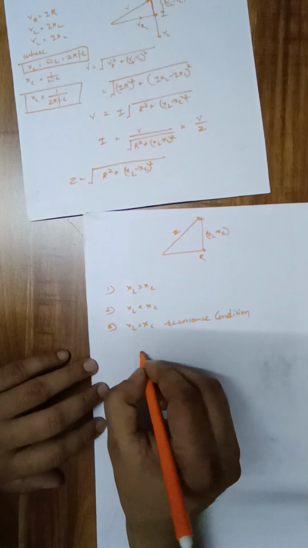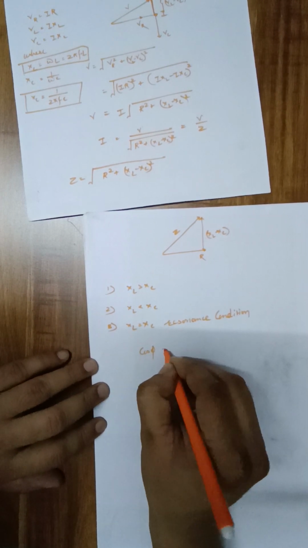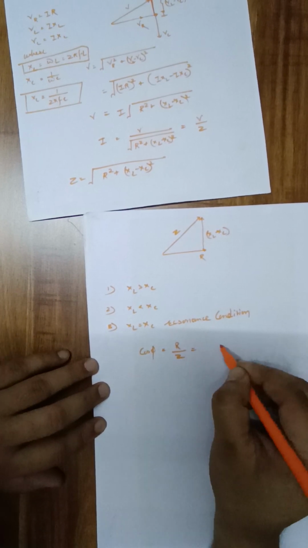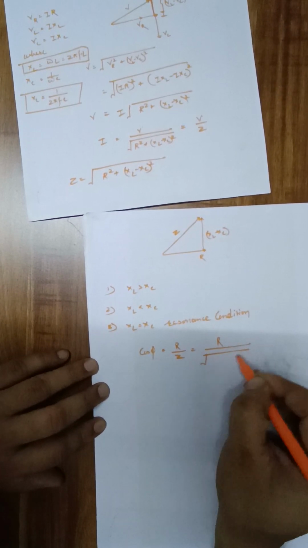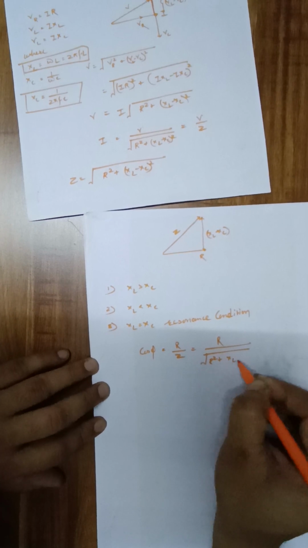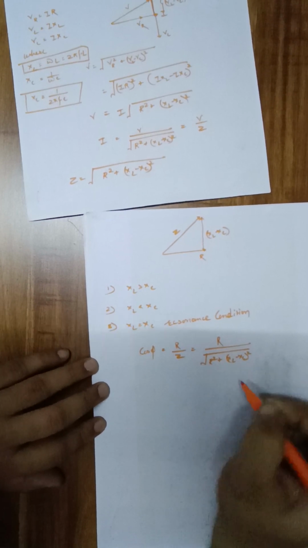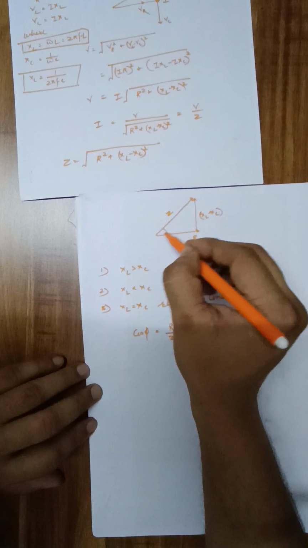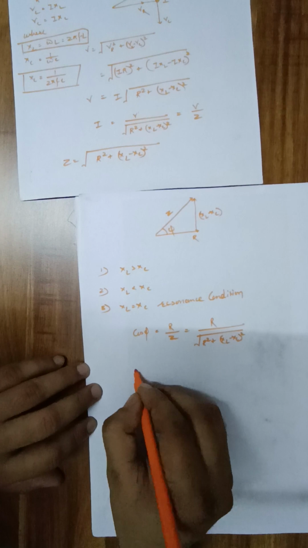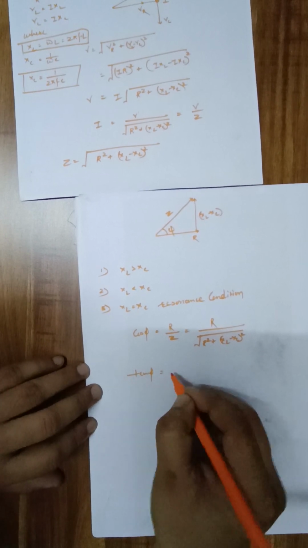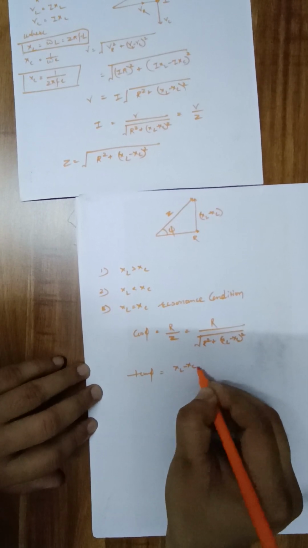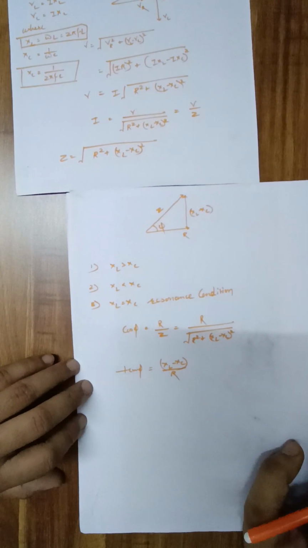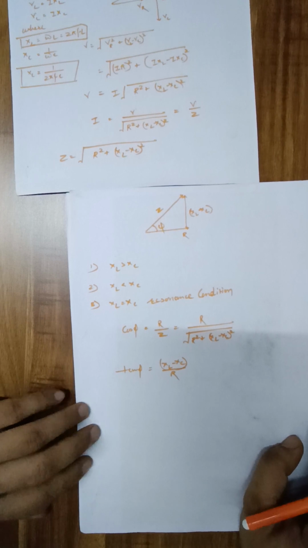Now we have to discuss the power factor. Cos phi is equal to what? We have previously learned that cos phi will be equal to R upon Z. So R upon under root R square plus XL minus XC square. Similarly, what will be the tan phi? Here the angle is phi. Then tan phi will be equal to XL minus XC upon R. Here it will be your tan phi.